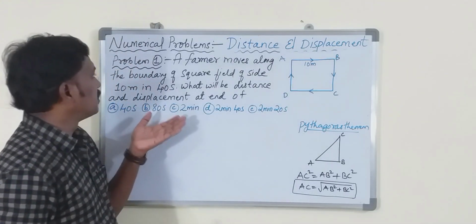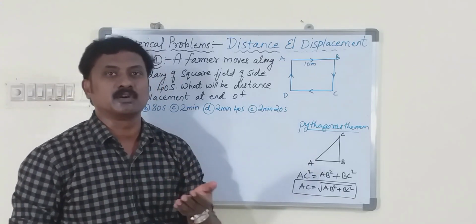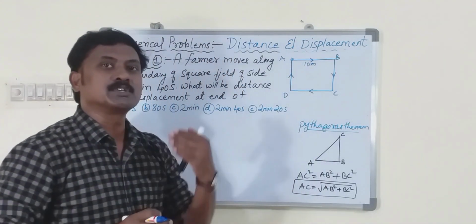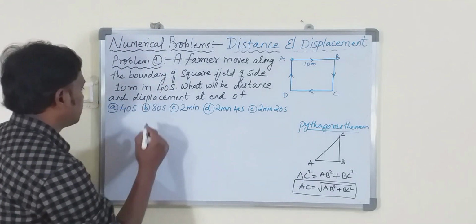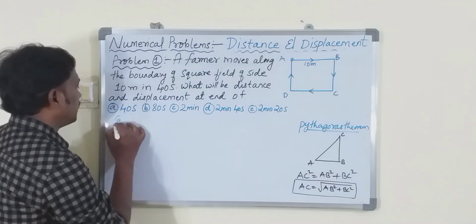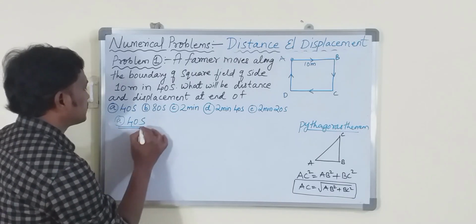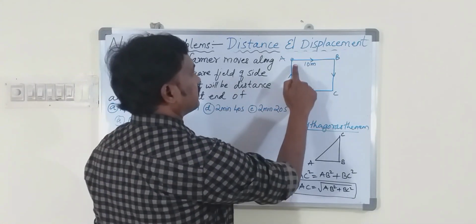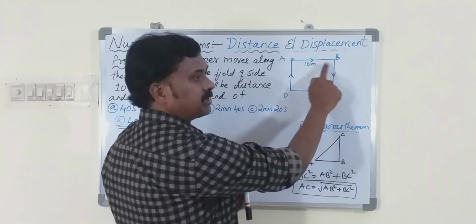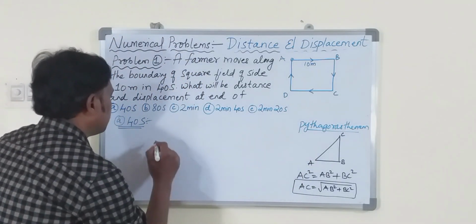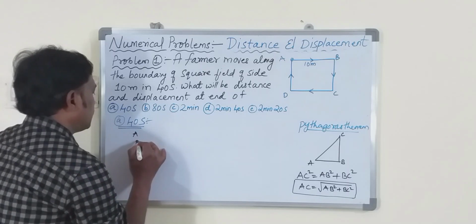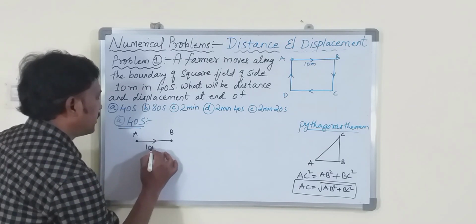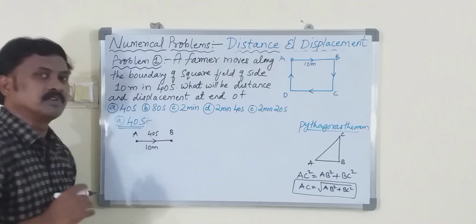Here, if you want to find out the distance and displacement, you must know the position of the body. A is the initial point, and you must know the final position. So first of all, let us see the solution for the first one, that is 40 seconds. This is a very simple one. Because it is already given that to cover the 10 meters, the time taken is 40 seconds. So the body starts at A and has traveled to B, covering 10 meters in 40 seconds.